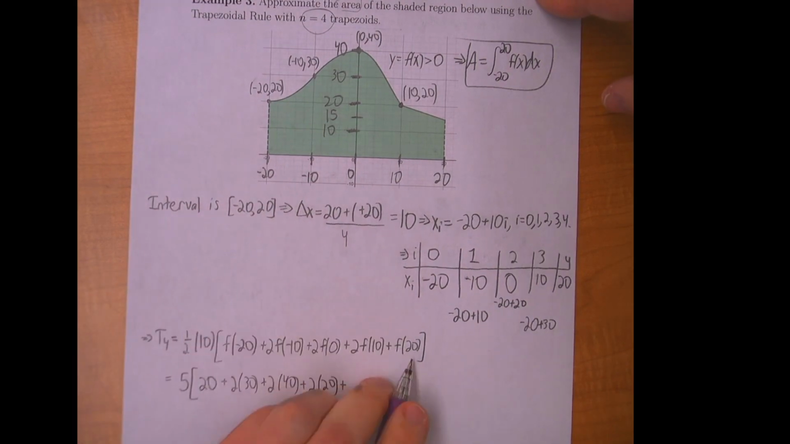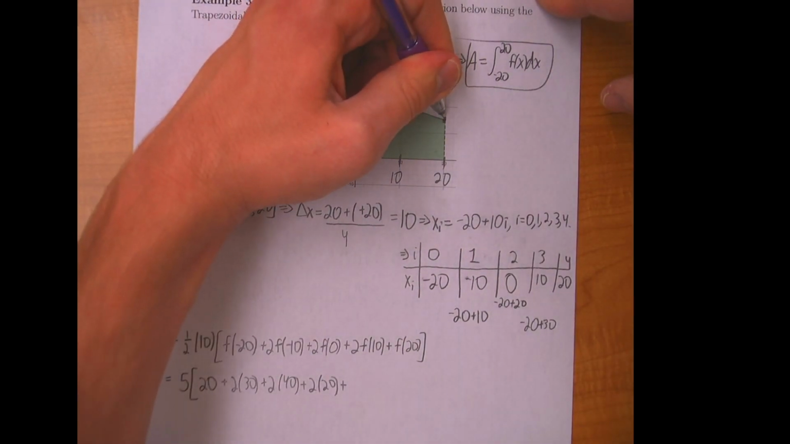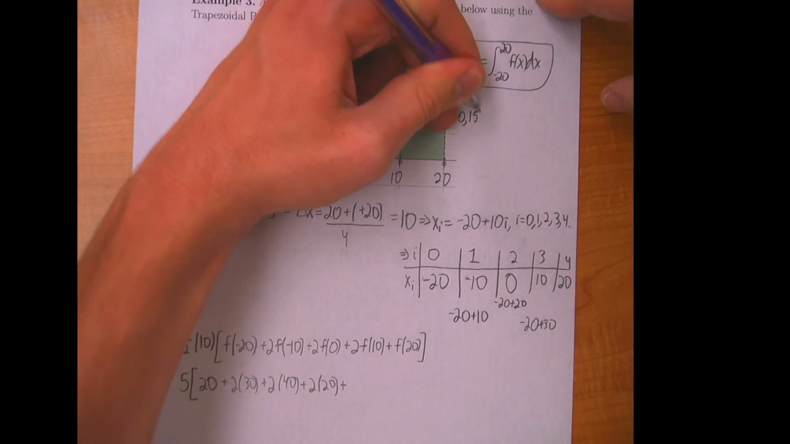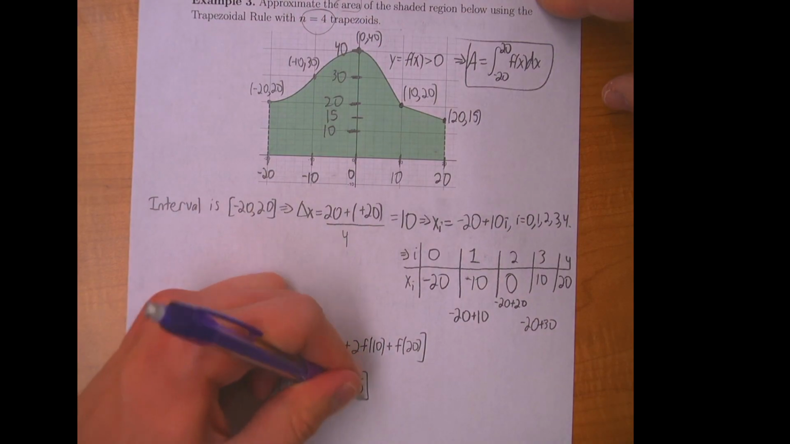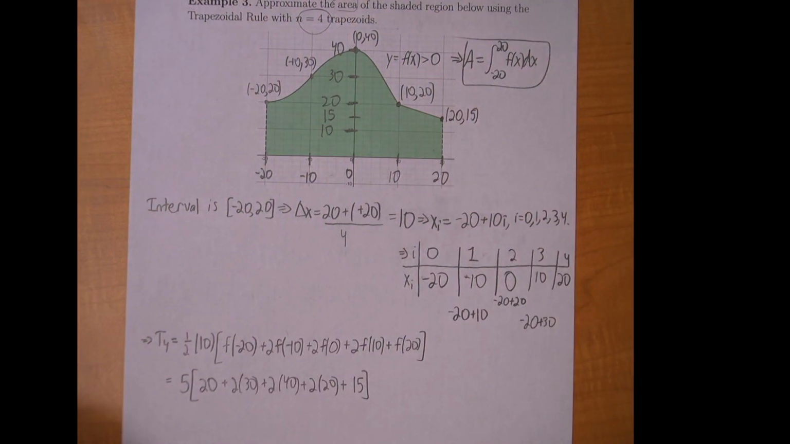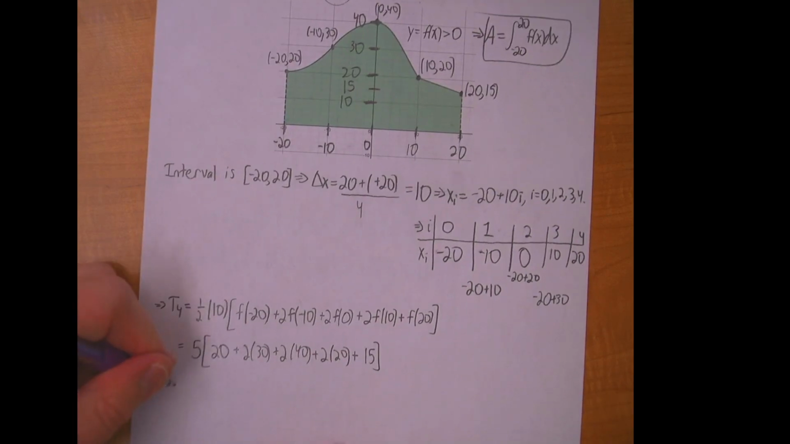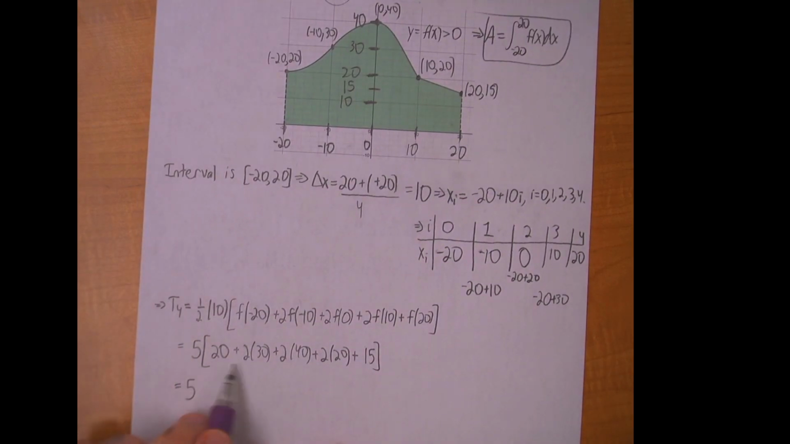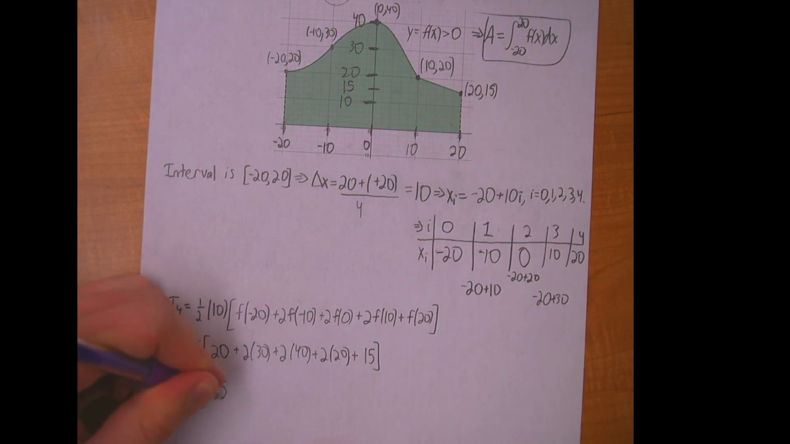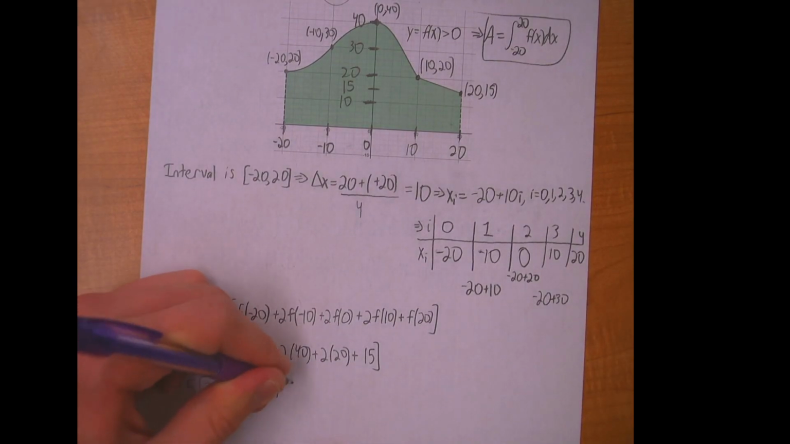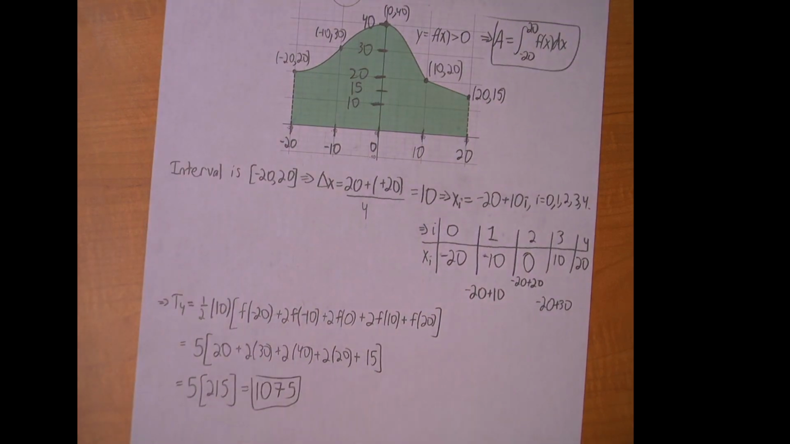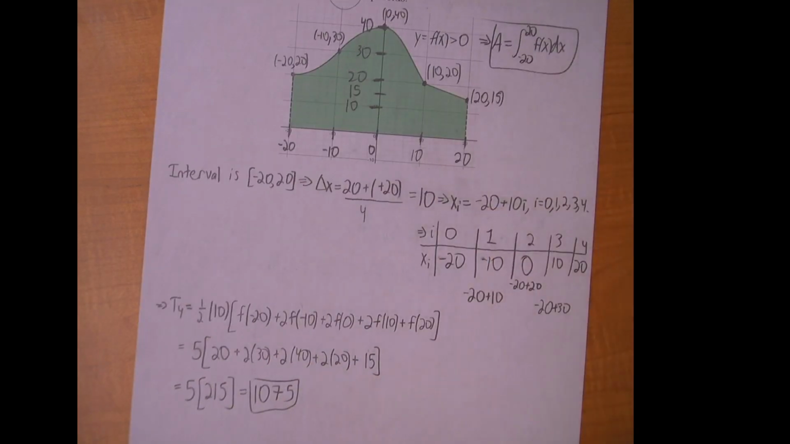And then plus f of 20. So here we have, in this case, 20, comma 15. So that's 15. So then plus 15 goes here. So then at the end of the day, we have 5 times, go ahead and put everything together here. You should end up with 215. So multiply 5 times 215. So you get 1075 is your trapezoidal approximation of this guy right here.